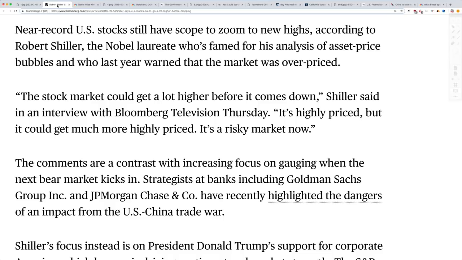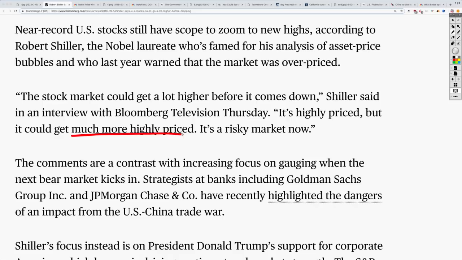Near record US stocks still have scope to zoom to new highs, according to Robert Shiller, the Nobel laureate who's famed for his analysis of asset price bubbles and who last year warned that the market was overpriced. The stock market could get a lot higher before it comes down. It's highly priced, but it could get much more highly priced. It's a risky market now.